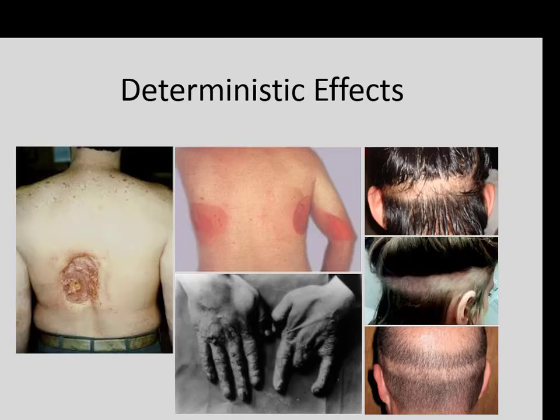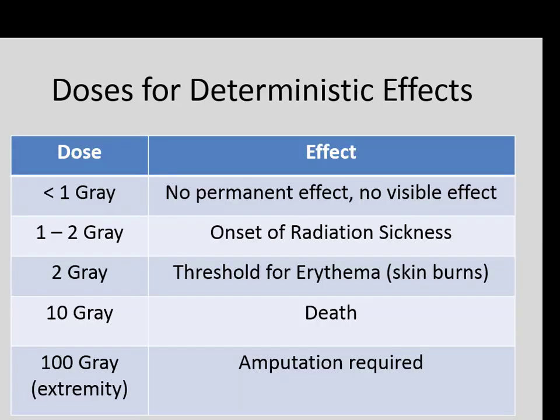Here are some examples of deterministic effects caused during medical practice. So we have skin burns caused during fluoroscopy, radiation-induced hair loss from CT scans, and many of the early radiologists, when they first started using X-rays, lost fingers because of high levels of radiation exposure.